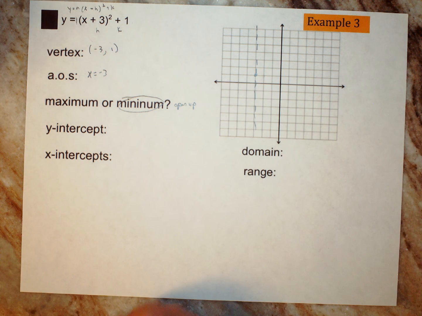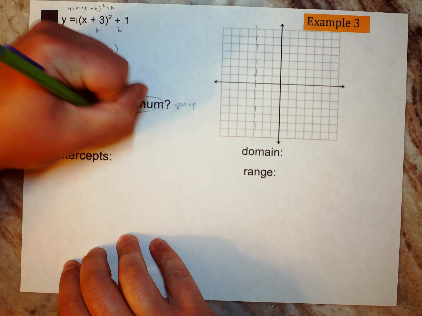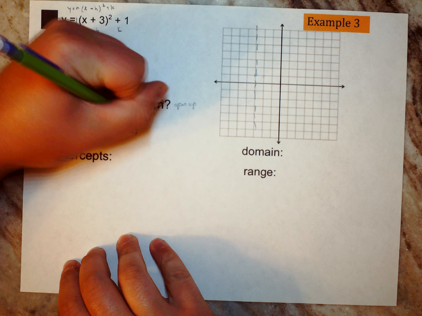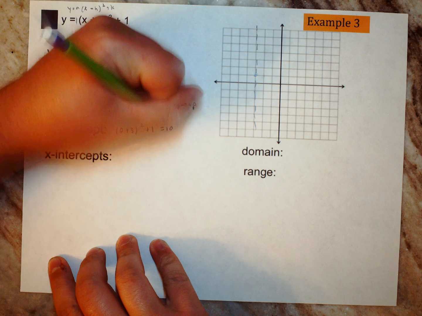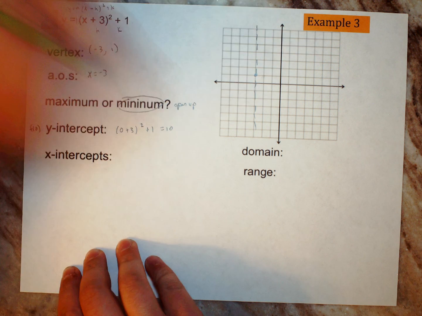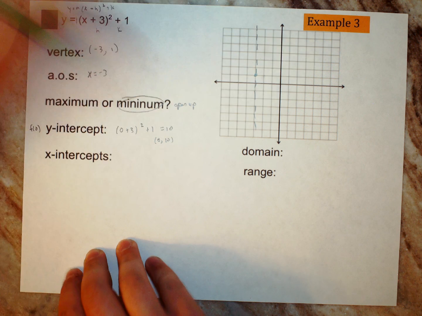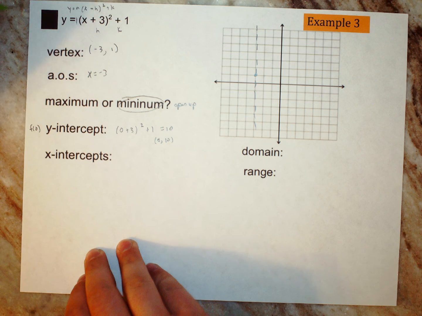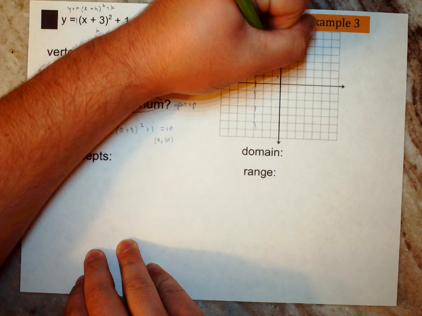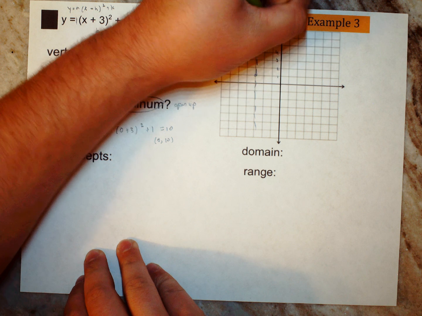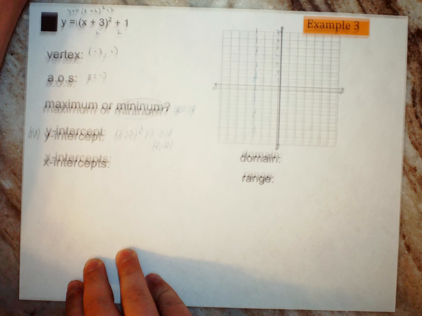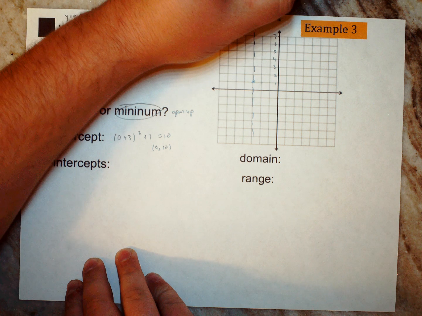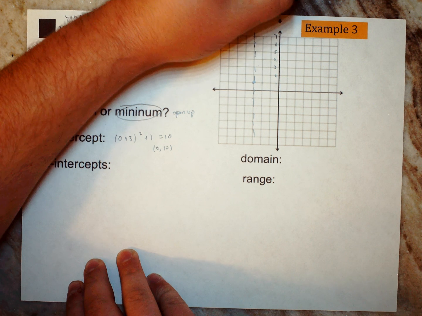So our y-intercept, 0 plus 3 squared again. We're doing f of 0. 0 plus 3 squared plus 1 equals 10. So our y-intercept is 0, 10. So we'll make this 1, 2, 3, 4, 5, 6. So 10 is going to be 7. 10 will be way up here. So there's 10.